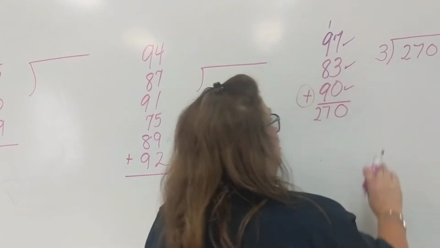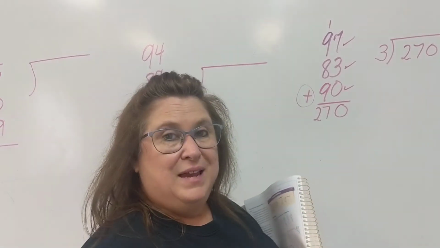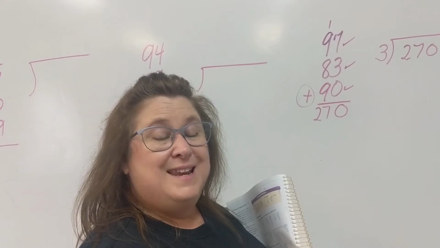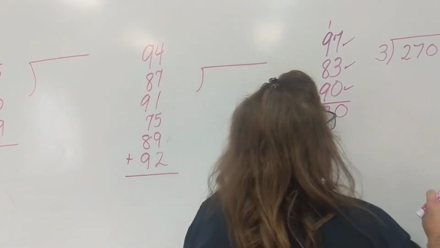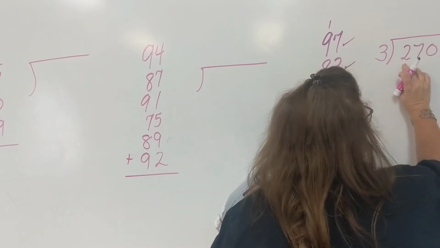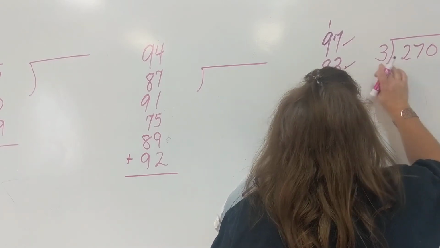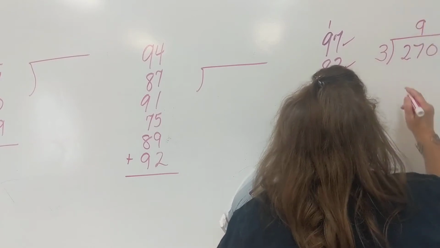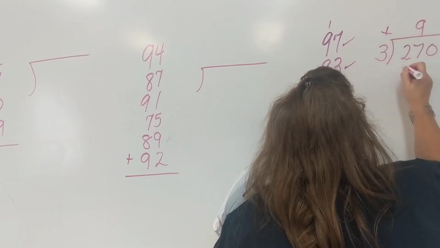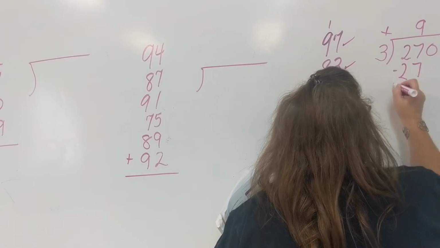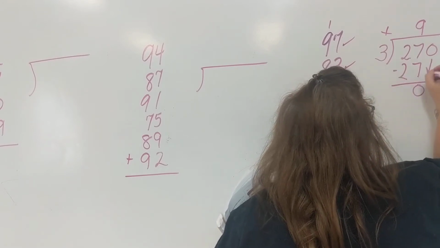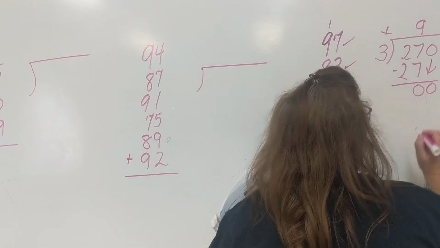So here we go. 3 cannot go into 2, but it can go into 27. How many times can 3 go into 27? If you said 9, you are right. So our 9 cannot go above the 2 because 3 can't go into 2. It'll go above the 7 because 3 can go into 27. Multiply, 9 times 3 is 27. We subtract 0. 0 is smaller than our divisor. We bring down our next digit, which is a 0.